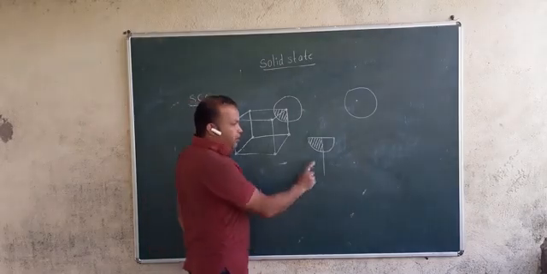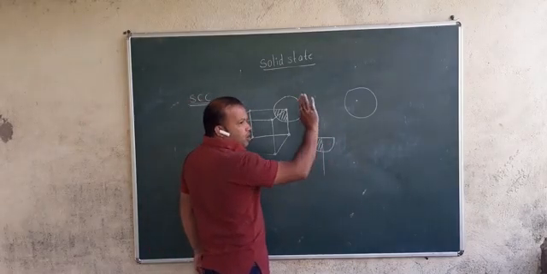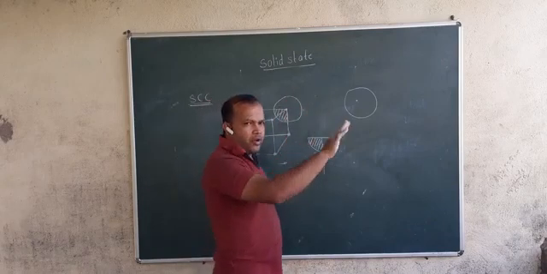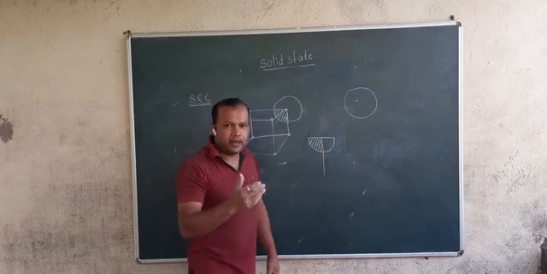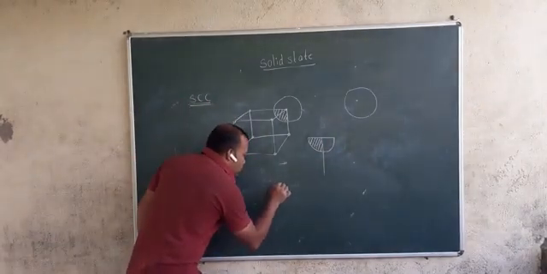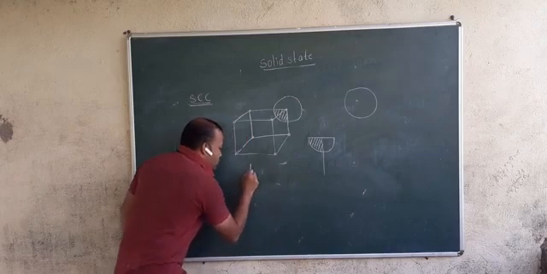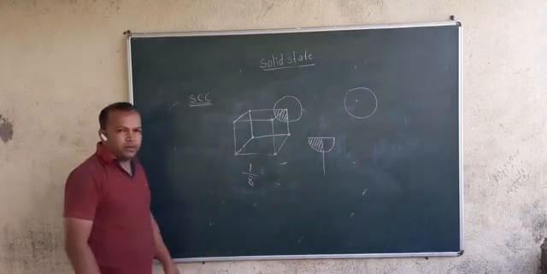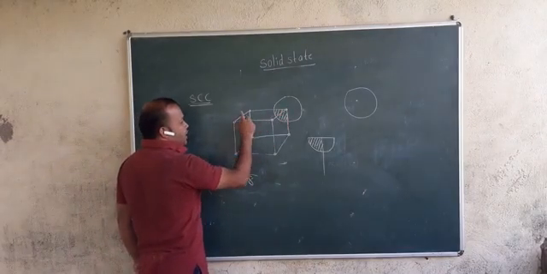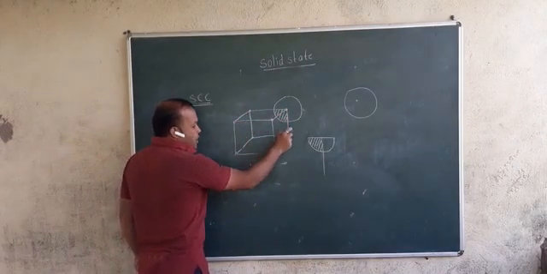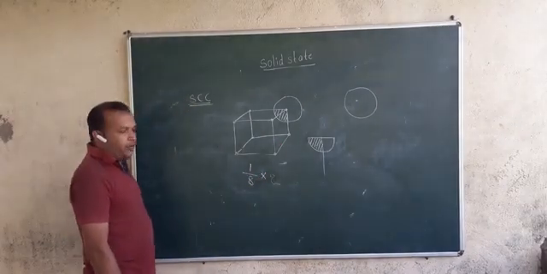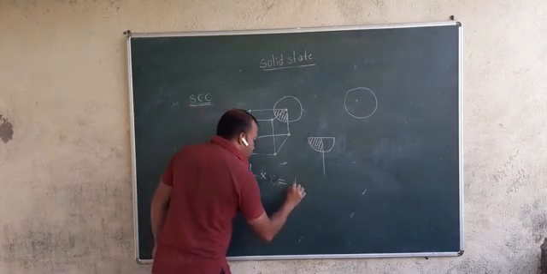How will it be 1/8? 1, 2, back third, then fourth, and the rest half circle, fifth, sixth, seventh, and eighth. So it will be only 1/8 part. And like this, how many constituent particles are there, students? 1, 2, 3, 4, 5, 6, 7, 8. So that's a total of 8 circles. So 1/8 of 8 will be 1.